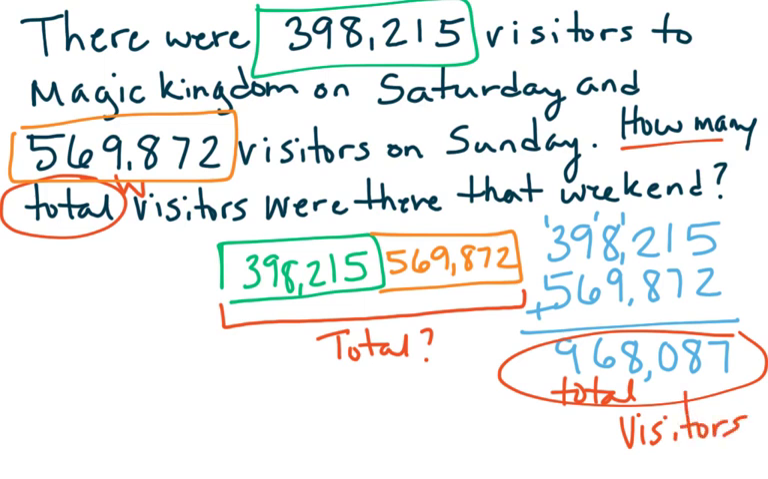We could always check our work with subtraction. We could take one of our parts and subtract it from the whole and make sure we get our other part. Addition, you guys don't seem to have as many issues with, but it's always good to check your work. All right, let's take a look at one more word problem.